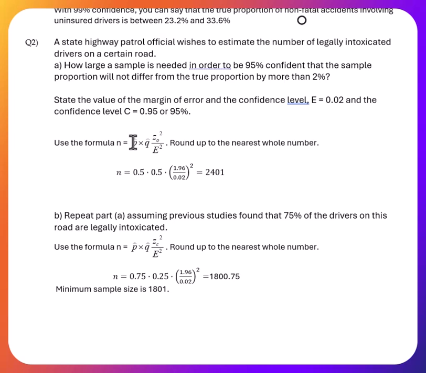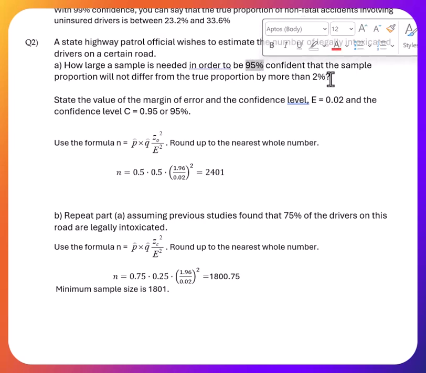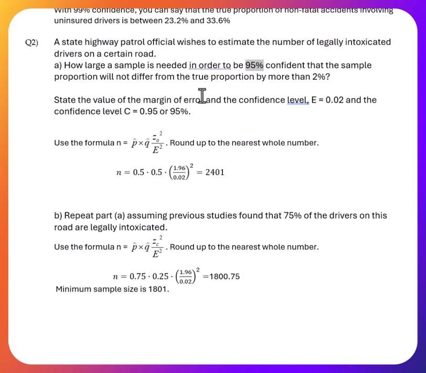A state highway patrol official wishes to estimate the number of legally intoxicated drivers on a certain road. How large of a sample is needed in order to be 95% confident? So the confidence level, guys, here is 95%, that the sample proportion will not differ from the true proportion by no more than 2%. The difference between the sample proportion and the population proportion is called the margin of error. So he's given us the margin of error E equals 0.02, 2%, changed to a decimal.